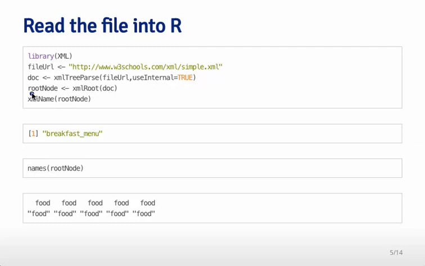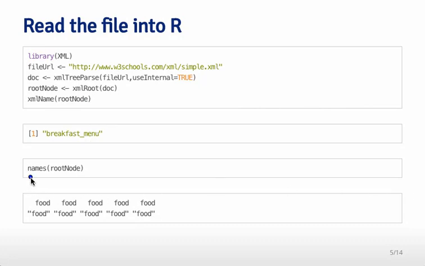The first thing we want to look at is the root node, which you can get with XML root. You can think of it as the wrapper element for the entire document, so if you execute this XML root command, you'll have accessed that particular element of the XML file. Then if you want to get the name out, you can use XML name applied to that node. In this case, it's a breakfast menu.